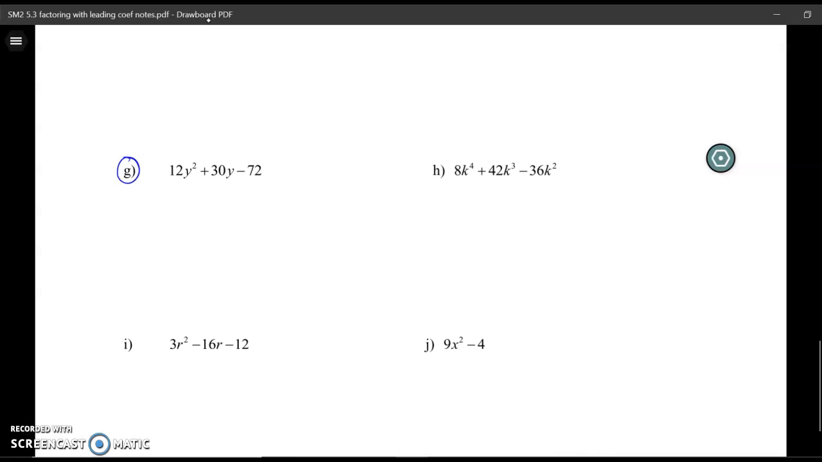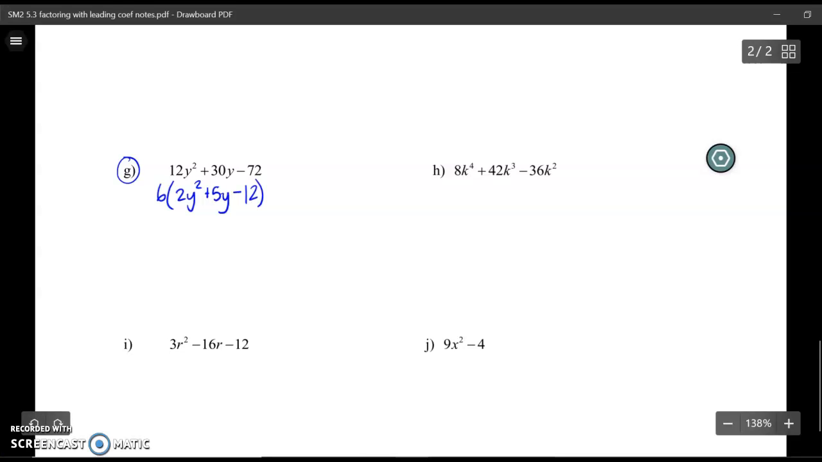Remember, our first step is to do a times c. Look at this problem, and the first thing I think is, dang, those numbers are really big, right? 12 times 72, that's big. I don't really want to deal with that. So I'm going to see if there's a greatest common factor I can factor out before I even start. And I notice that all of these are divisible by 6. So if I divide all these by 6, I'm going to get 2y squared plus 5y minus 12.